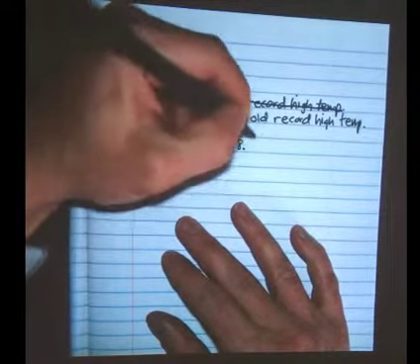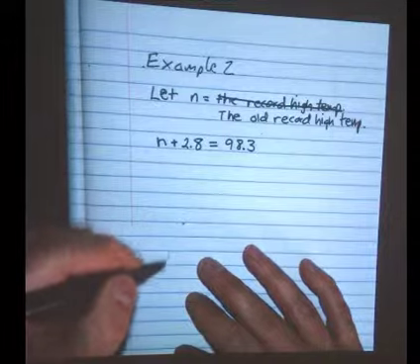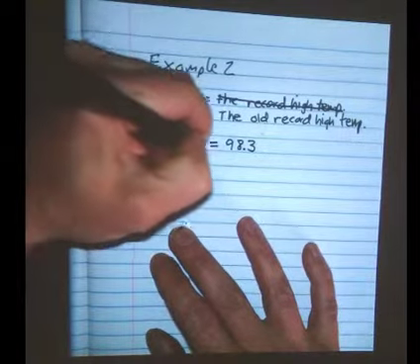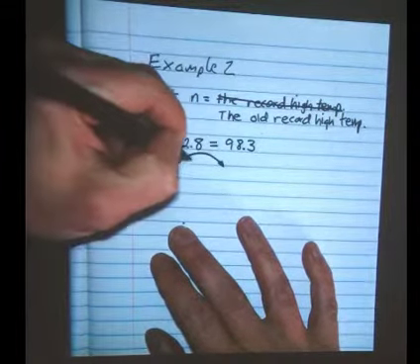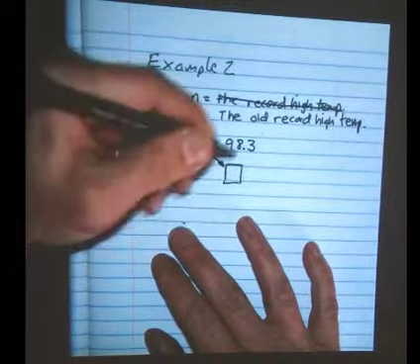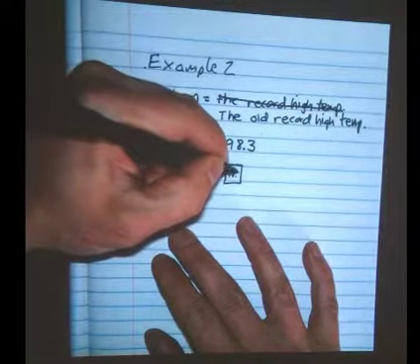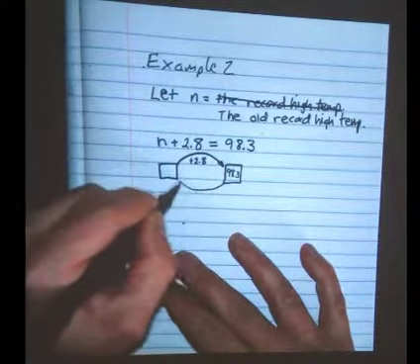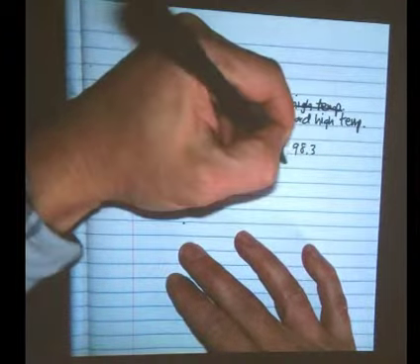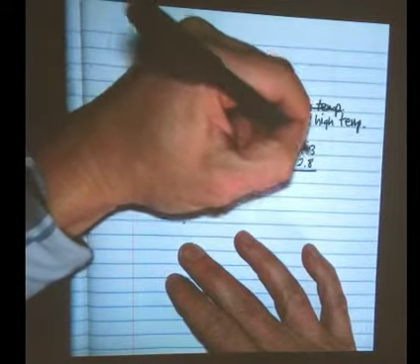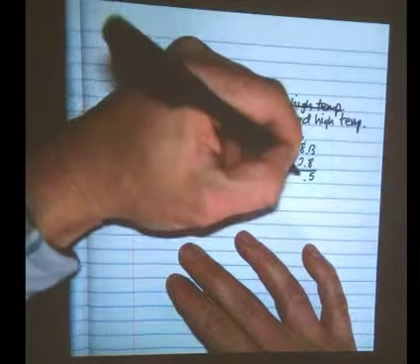So now we have a mystery number. So we're going to use backtracking. There was a number. 2.8 was added to it. It became 98.3. So we do the opposite to backtrack, which is subtract 2.8. So 98.3 subtract 2.8, and we get 95.5. So the old record was 95.5.